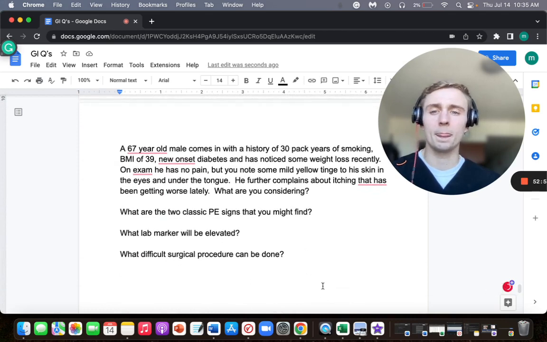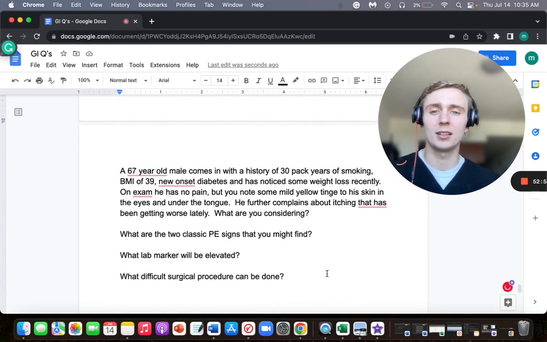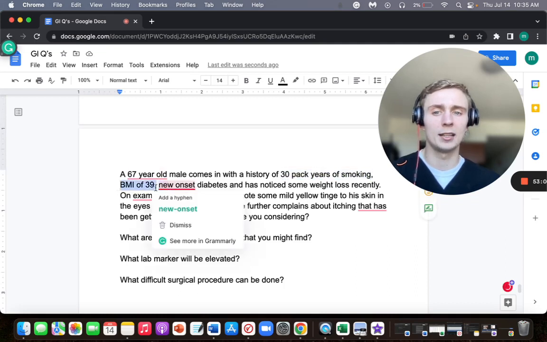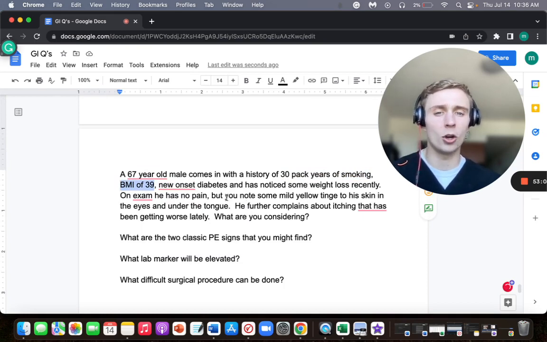Next question. Next question is a 67-year-old male that comes in with a history of 30 pack years of smoking. He has a BMI of 39, and he has new onset diabetes and has noticed some weight loss recently. On exam, he has no pain, but you notice some mild yellow tinge to his skin and under his eyes and tongue. He further complains about itching that has been getting worse lately.